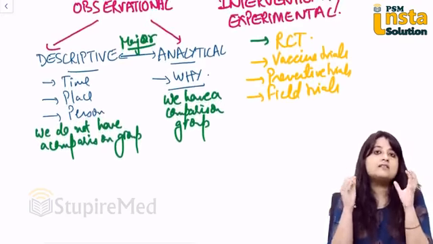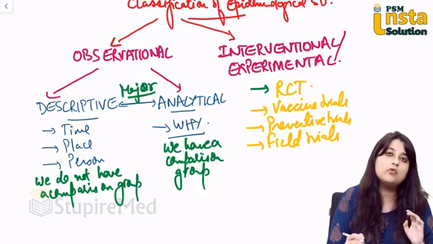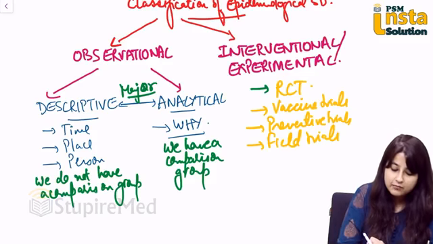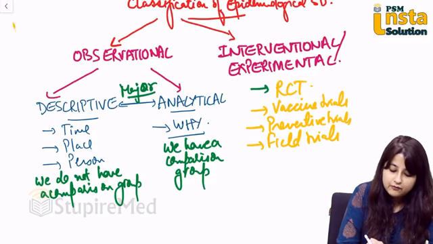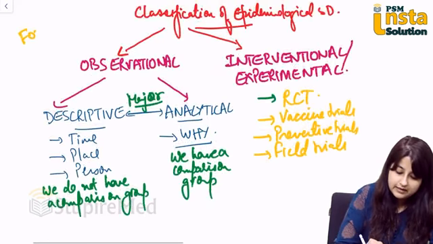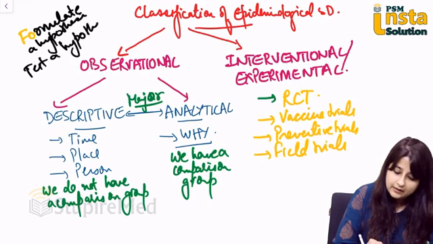Now, what is the purpose of these epidemiological study designs? They are going to help you do three things. Number one, they will help you formulate a hypothesis. First I'll put it here for you. They will help you formulate a hypothesis, they will help you test a hypothesis, and they will help you verify a hypothesis.